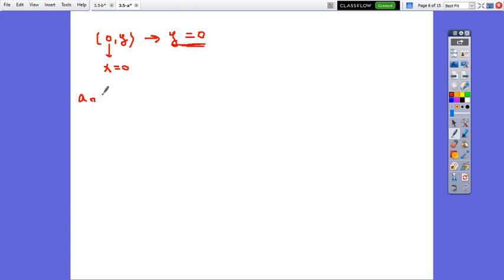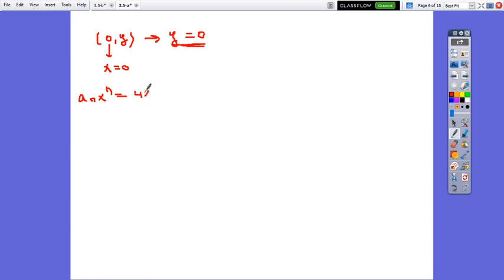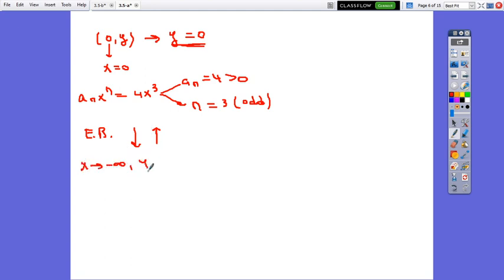The leading term is 4x cubed, in which the leading coefficient, 4, is greater than 0, and the degree, 3, is odd. Then the end behavior will be down, up. For the left side, x approaches negative infinity, y approaches negative infinity. For the right side, x approaches positive infinity, y approaches positive infinity.